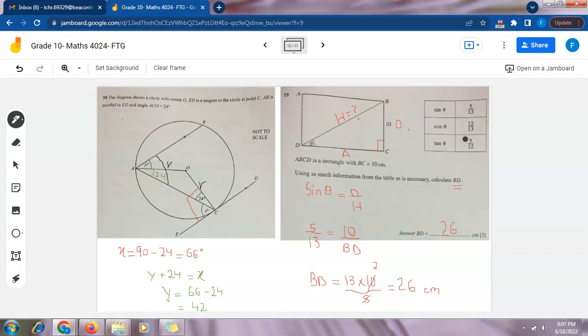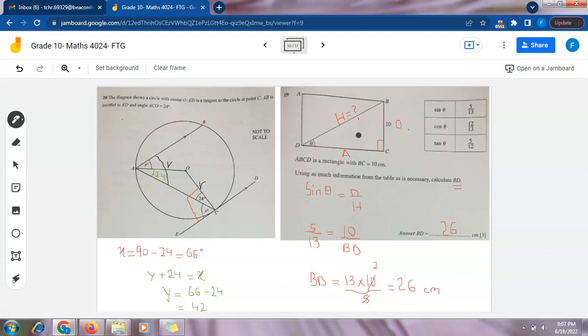Since this is paper 1, we cannot use the calculator. We will use these three values. We will identify which trigonometric ratio we will use, and then we will put the value and find out the missing variable. The missing thing is the side BD. We have to find the length of BD, and BD is basically the hypotenuse. Since this is a right angle triangle, and in this figure the right angle triangle is already drawn, we don't have to draw an extra line.